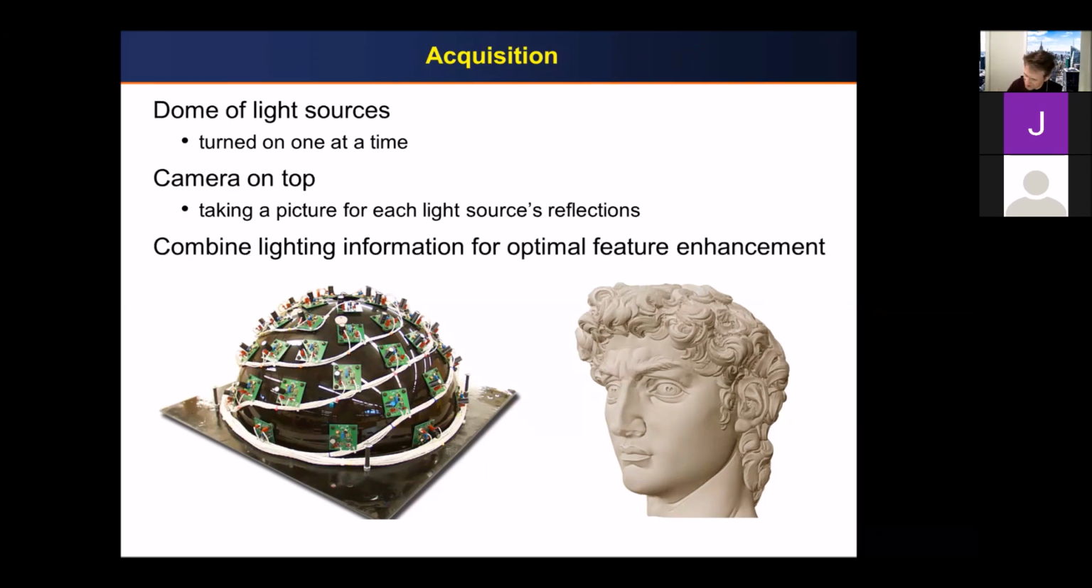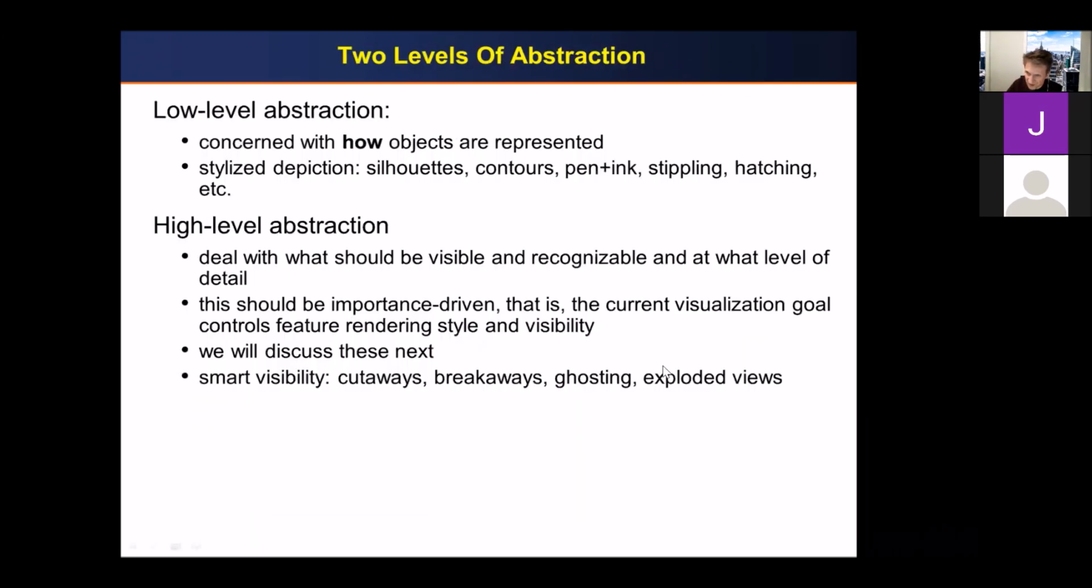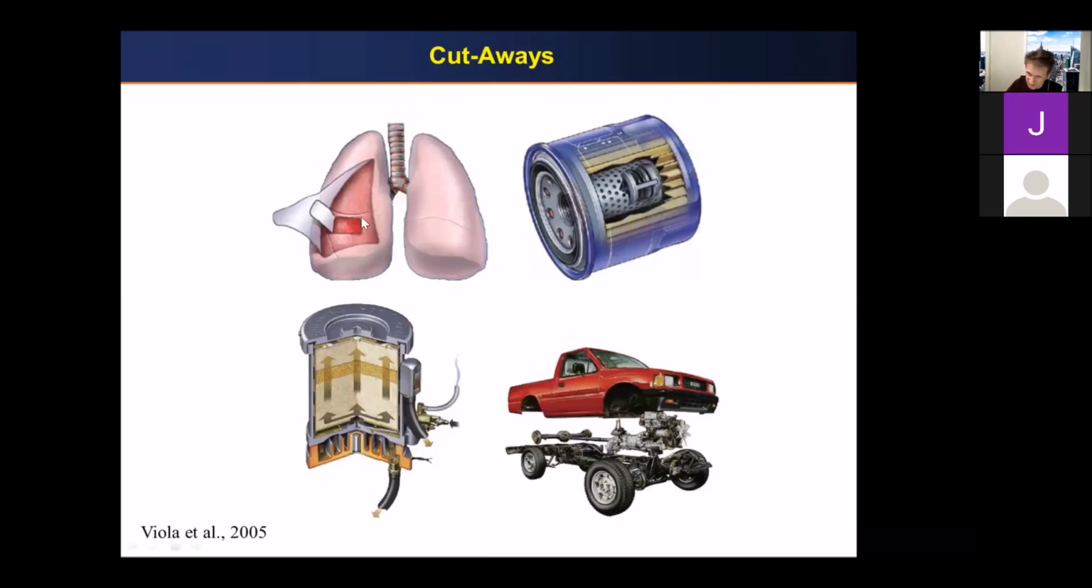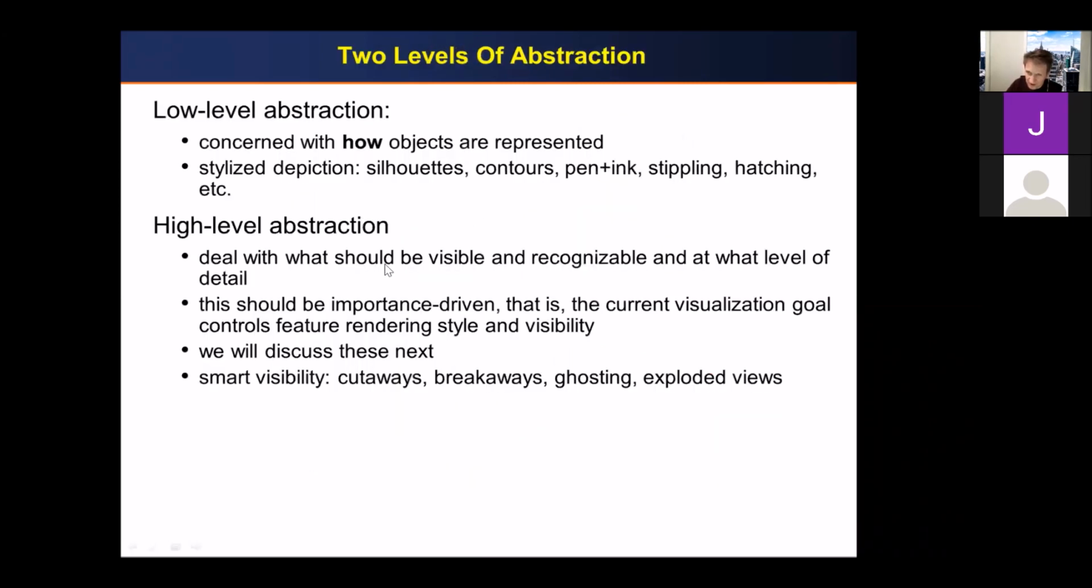Because it summarizes all the different aspects of the statue in a single picture. Okay, so here are some other techniques. This low-level abstraction is basically concerned with how objects are presented, and these are just a summary of what I told you before. High-level abstraction is basically importance driven. So we'll talk a little bit about these things now.